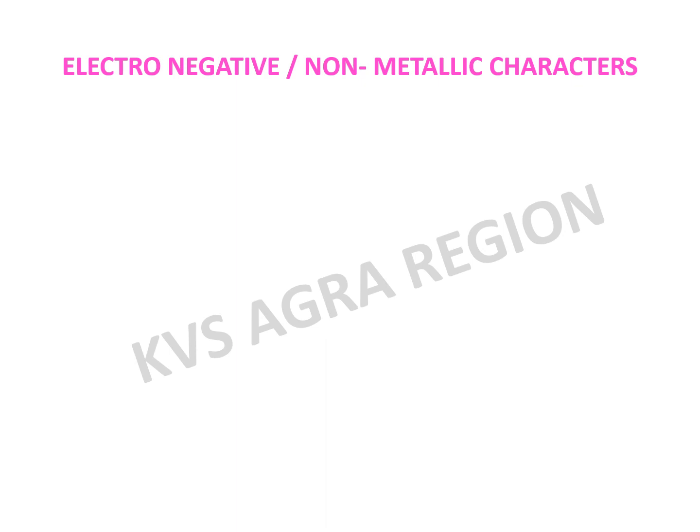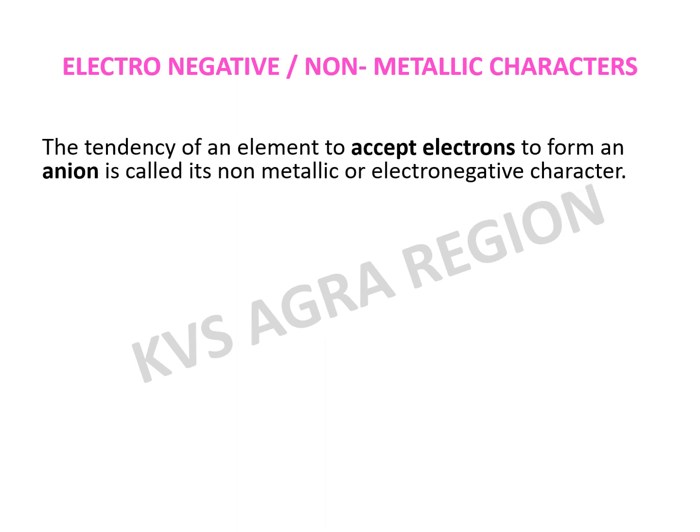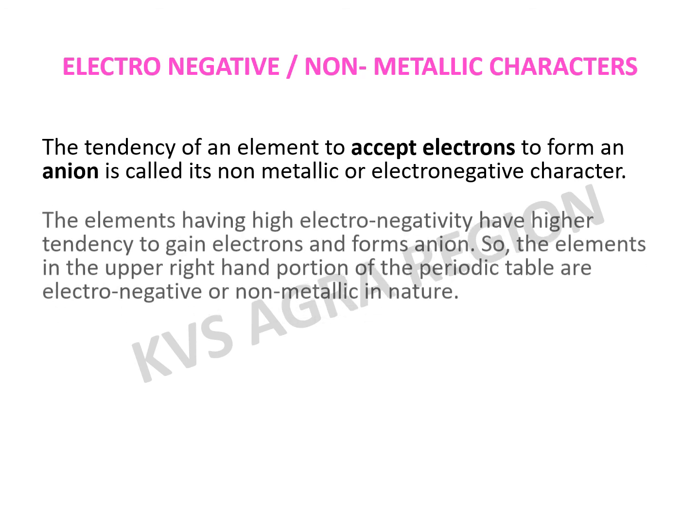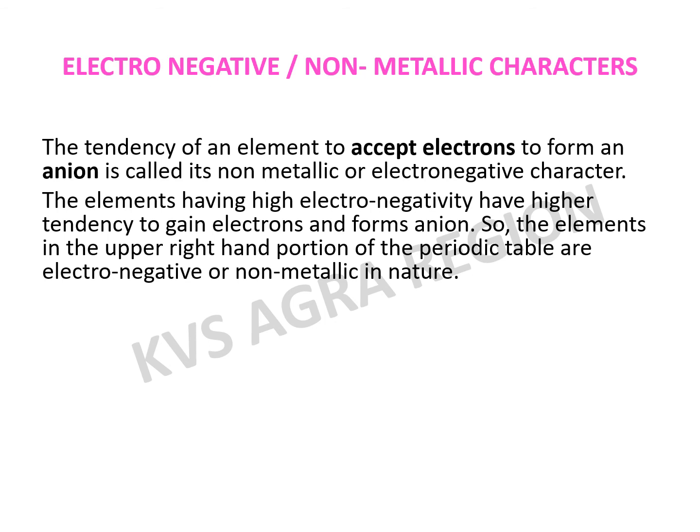Electronegative or non-metallic character. The tendency of an element to accept electrons to form an anion is called its non-metallic or electronegative character. The elements having high electronegativity have higher tendency to gain electrons and form anion. So, the elements in the upper right hand portion of the periodic table are electronegative or non-metallic in nature.